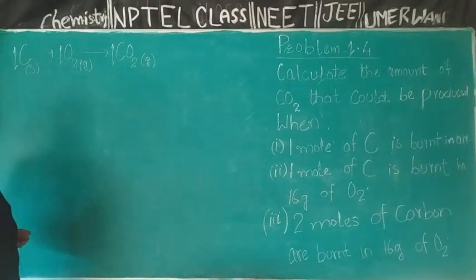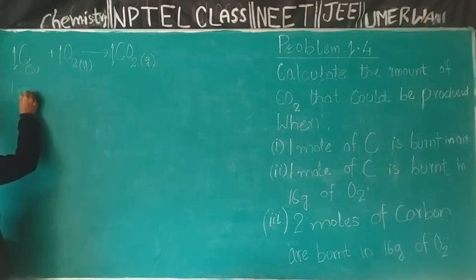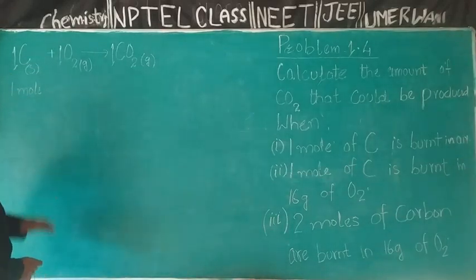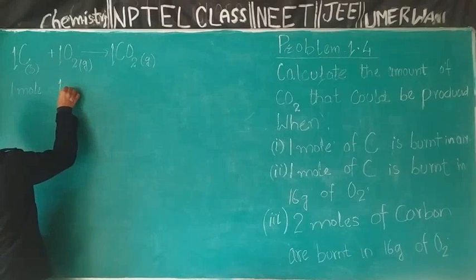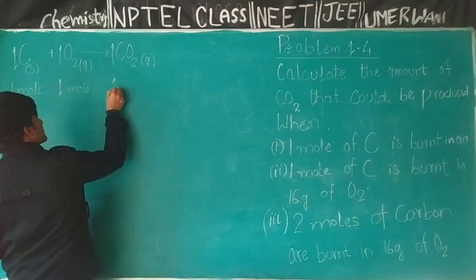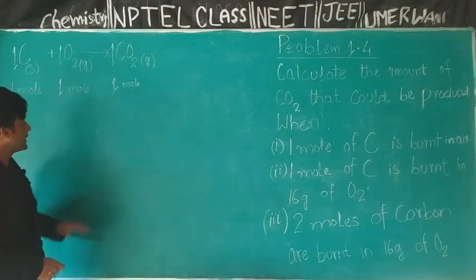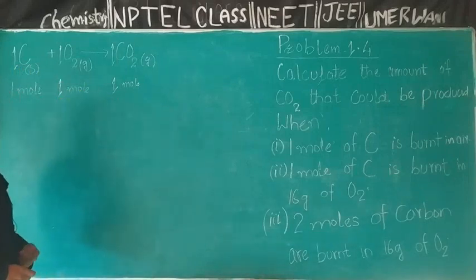Remember that in a balanced chemical equation, stoichiometric coefficients of reactants represent their moles. So stoichiometric coefficient 1 for carbon in this balanced chemical equation represents its 1 mole. Stoichiometric coefficient 1 for the dioxygen molecule represents its 1 mole, and stoichiometric coefficient 1 for carbon dioxide represents its 1 mole. Remember this, that in a balanced chemical equation, stoichiometric coefficients of reactants and products represent their corresponding moles.